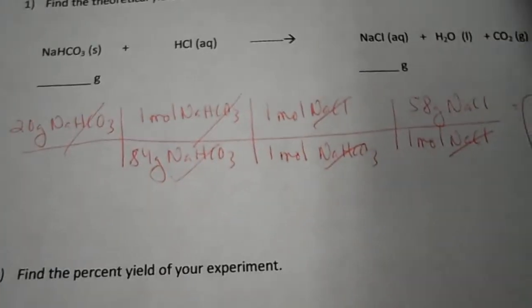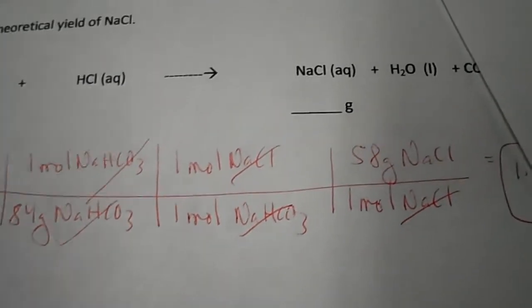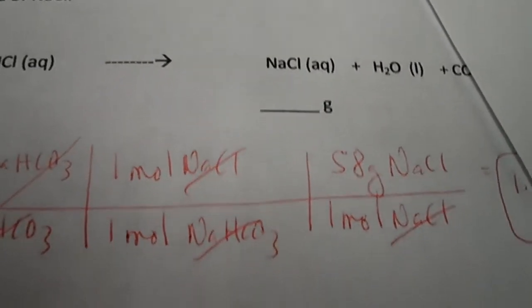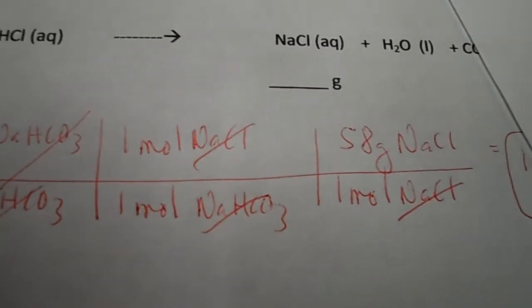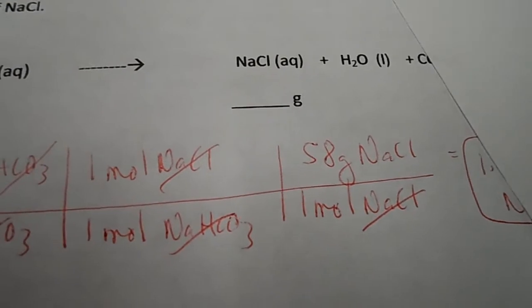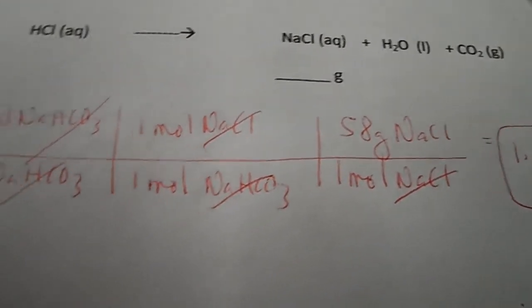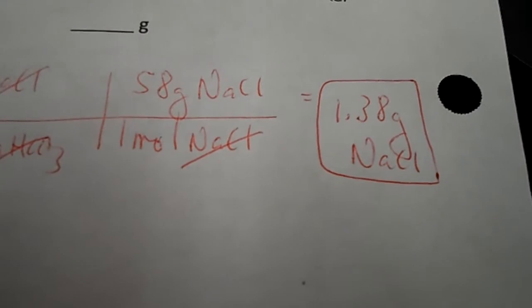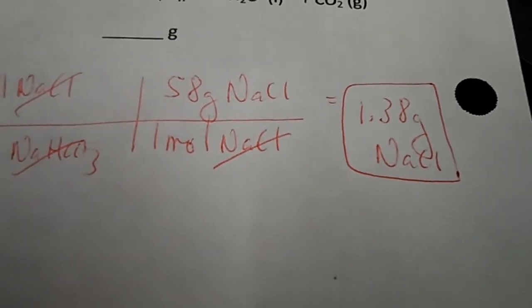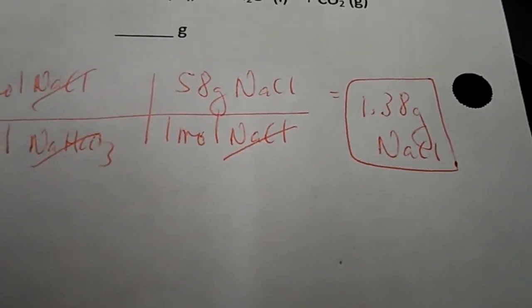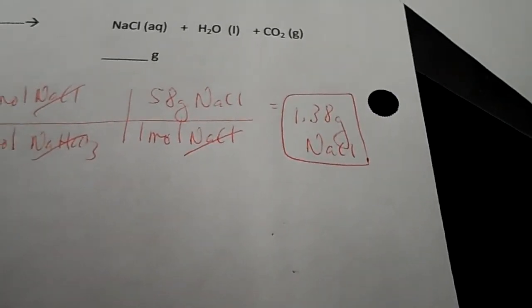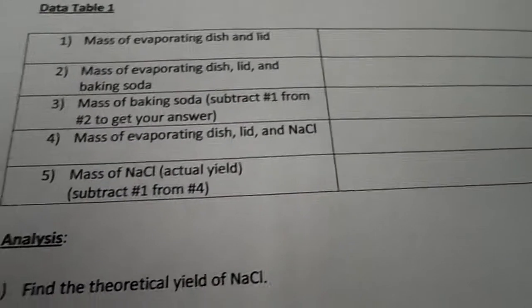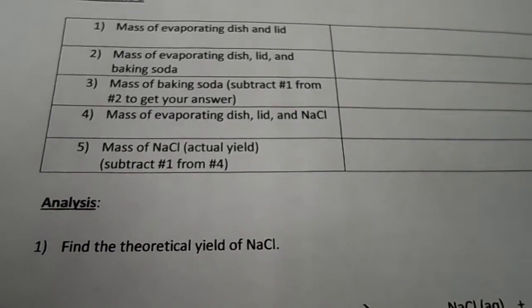And the last step is to convert moles to grams, because we're trying to figure out how many grams of NaCl we were supposed to generate. So it's 1 mole of NaCl on the bottom. The 58 grams of NaCl is coming from the periodic table. You have to look up the mass numbers. The answer to this problem is 1.38 grams. So if you start with 2 grams of baking soda, you should be able to generate 1.38 grams of sodium chloride. Now, I provided all the data as you watched this lab, so you should have been filling it in.